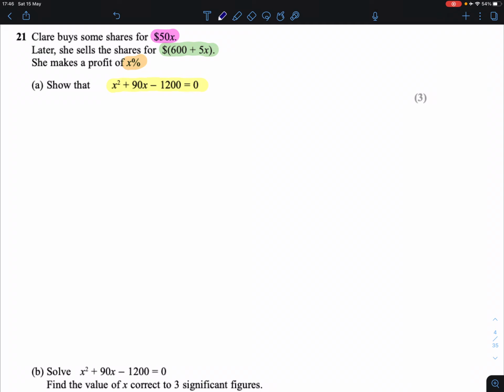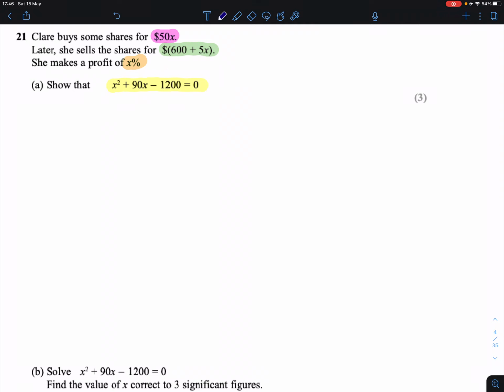Alright, so this question is clearly about profit, hence the word profit, and it's clearly about percentages. So we've got to do something to do with the profit and the percentage and figuring out what that is, and with the x's and stuff, we're going to end up creating an equation from that. Then later, we're going to make it look like this.